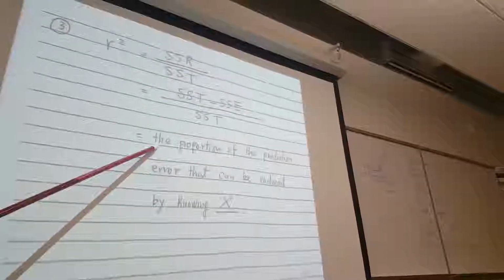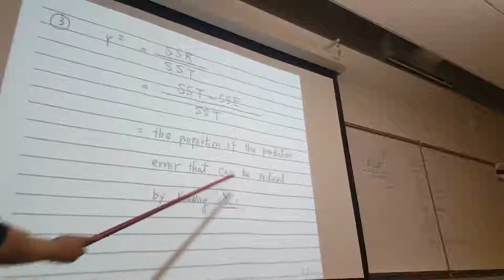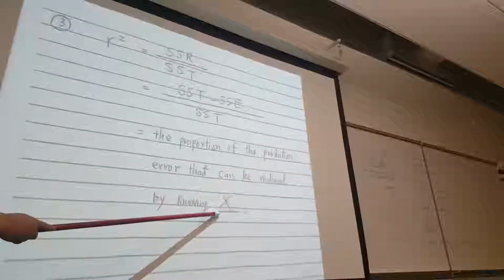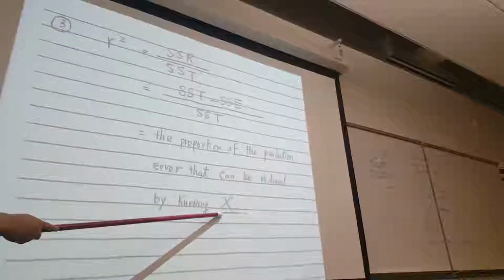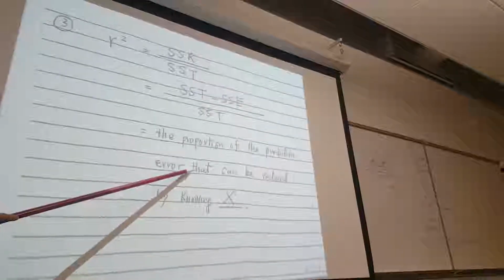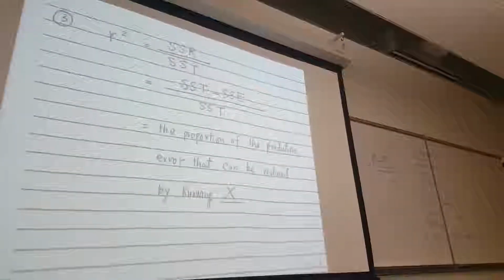And that proportion is the proportion of the prediction error that can be reduced by what? By knowing x. When you know x, you can use the regression line to make predictions, so you will predict better. Therefore, there is a reduction in prediction error. Is that clear? You want to copy? Go ahead.